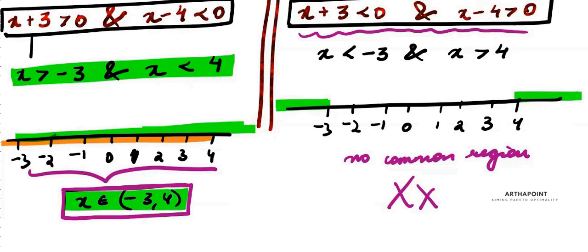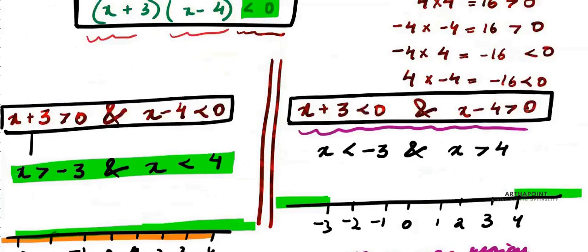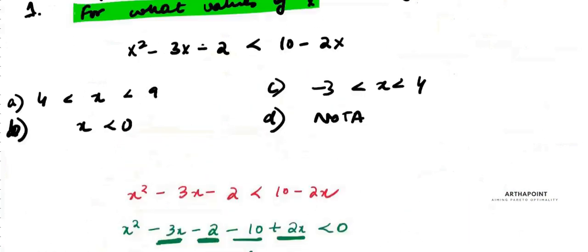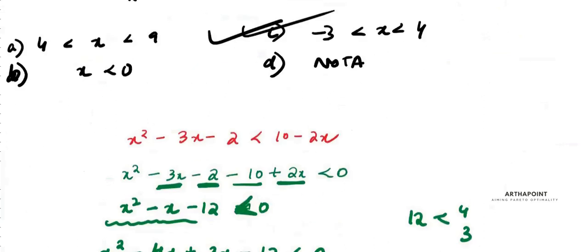So the answer to this is: x should be between minus 3 to 4. So this is its answer. Take the next question, please. So the second question is this.